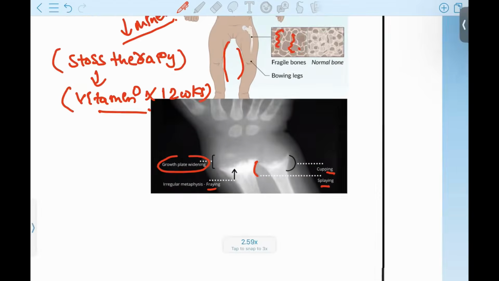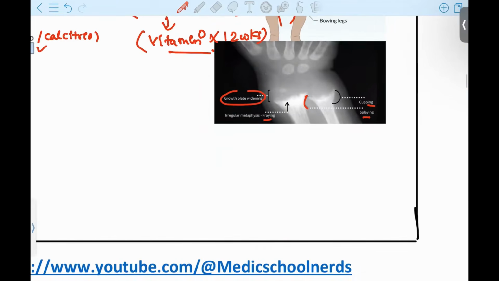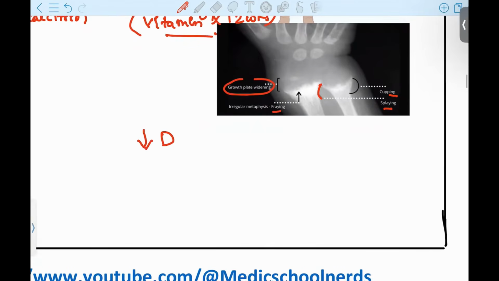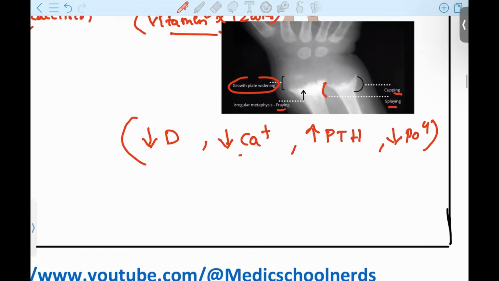So this is how it is presented. And there will also be a commonly asked question about this one: what are the lab values? Usually rickets is due to vitamin D deficiency. If the vitamin D is deficient, then there is a calcium deficiency also. If the calcium is deficient, the parathyroid hormone (PTH) will be activated. Why is it activated? Because the calcium is low. So it will further decrease the phosphate levels. So this is the classic picture of the labs in rickets patients.